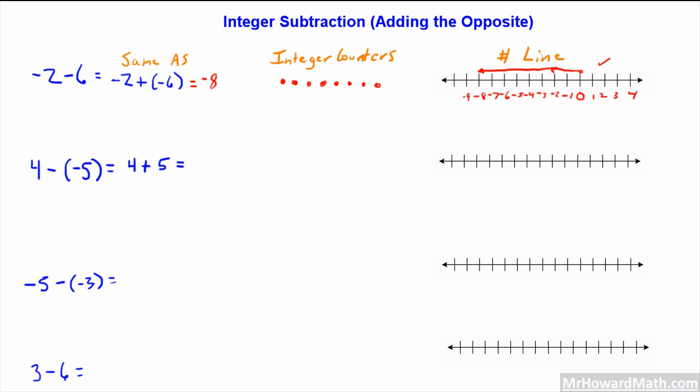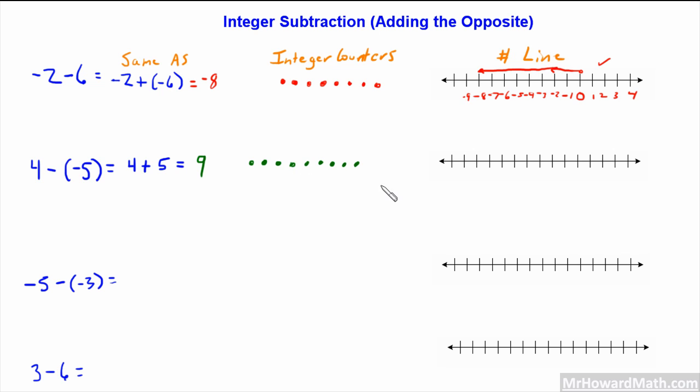But let's use our integer counters to do this. So we've got 4 positives to start with. 1, 2, 3, 4. We're adding to that 5 more positives. 1, 2, 3, 4, 5. Total is 1, 2, 3, 4, 5, 6, 7, 8, 9. They're all positive, or all green, so they're positive, and that is a total of 9. Okay? Very simple.